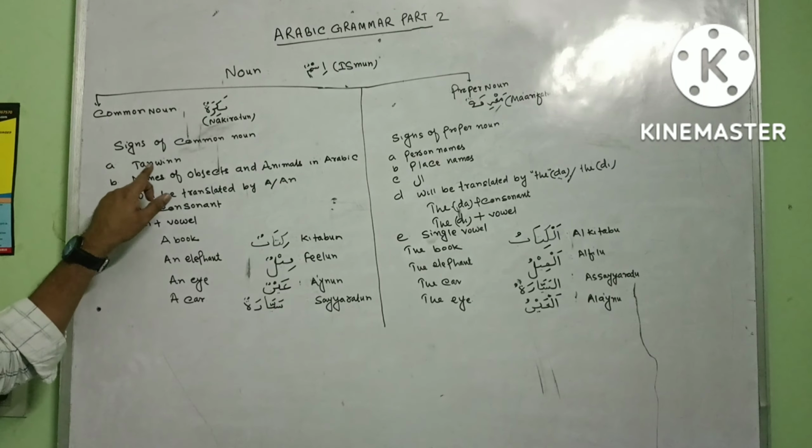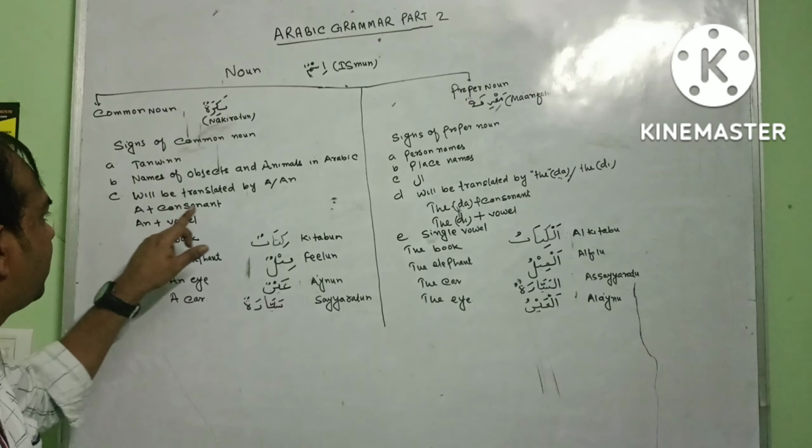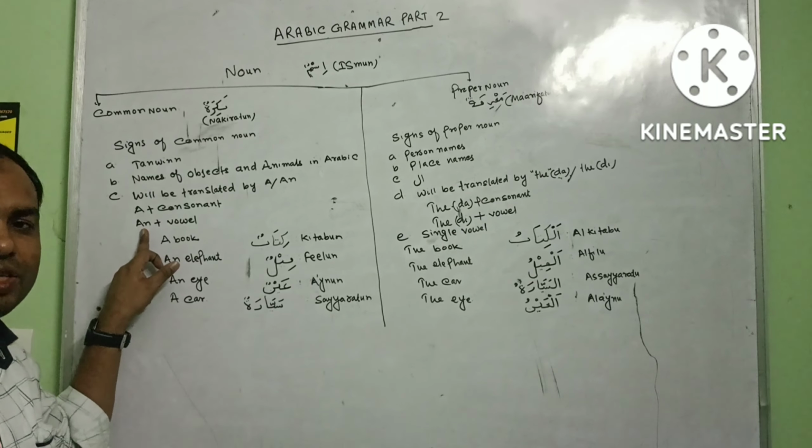Second sign is names of objects and animals in the Arabic language. When there is a name of an object like book, like chairs, and animals' names like cow, tiger, all of these are nakira. All of these are common in the Arabic language, and they will be common nouns. A common noun will be translated by a or an: a plus consonant, an plus vowel.